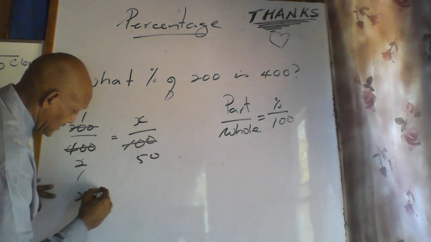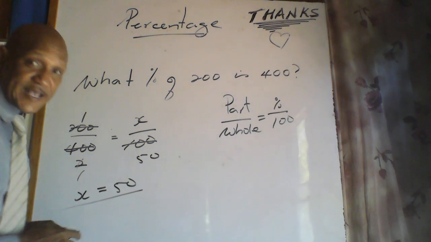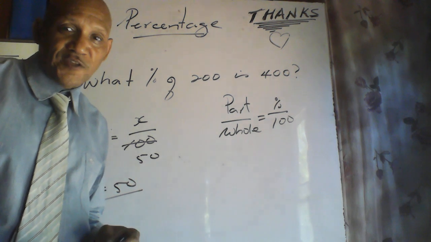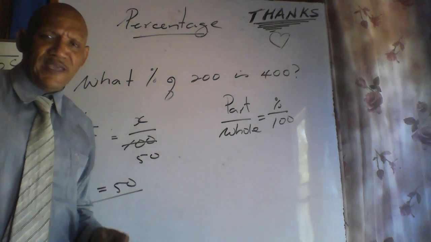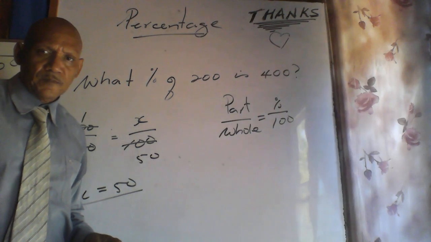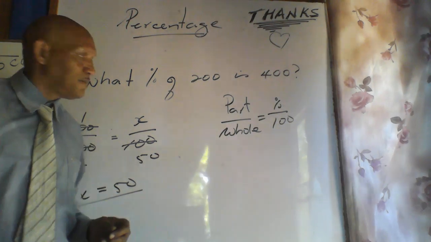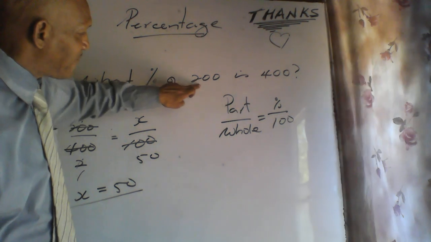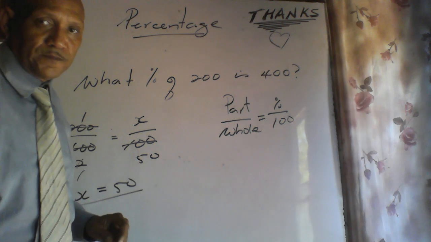one times x is x equals 50. The first answer on the test will be 50. You get it wrong every single time. You follow the rule: the number that comes after "of" is the whole.